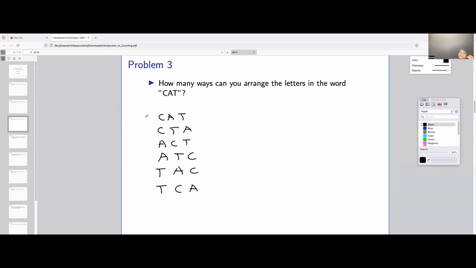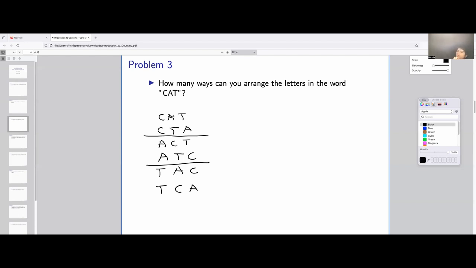So you can see I wrote these systematically. There's a few cases, right? It could start with the letter C, it could start with the letter A, or it could start with the letter T. For each of these three cases, the other two letters have two different orders in which they could be.